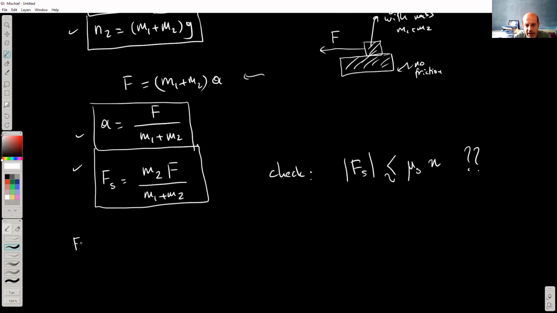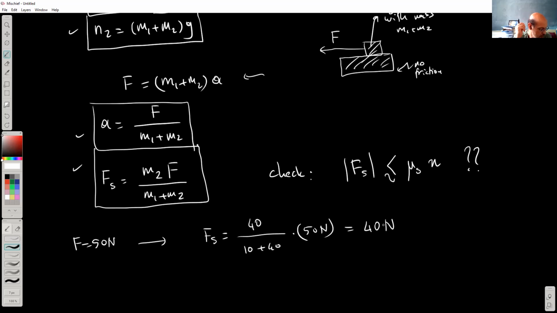Okay, so F equals 50 newtons. So in that case, Fs is equal to, I think this was 40 kilograms. This is 50 newtons. So it's 40 divided by 50, so that's 40. Sorry about that. No, that's true. That's 40 newtons, therefore. Did I make something wrong?